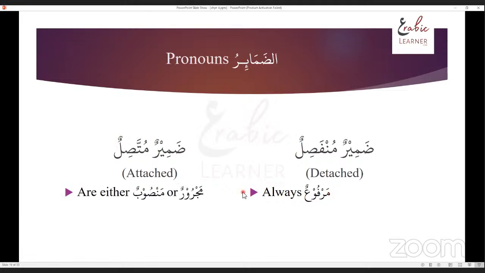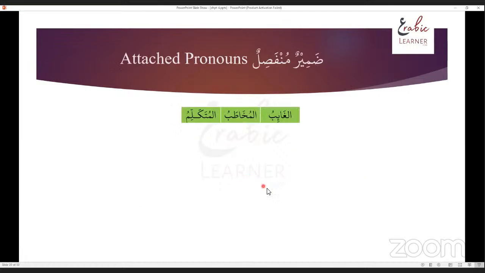Now, when it comes to muttasil, they can come as mansoob or majroor. So they can be either in nasab status or in the status of jar. So this is something you can remember; very soon you will know it. Now, al-ghaib means third person, mukhatab means second person, mutakallim means first person. Now let's practice it.